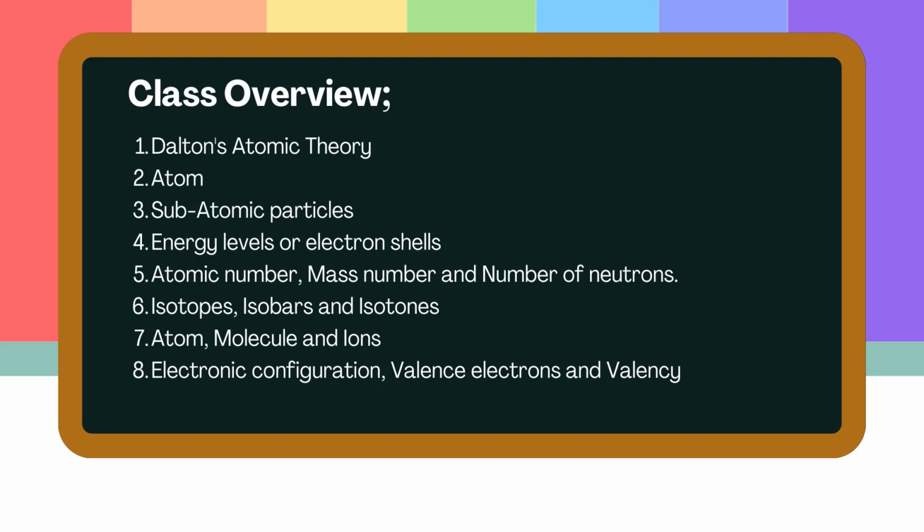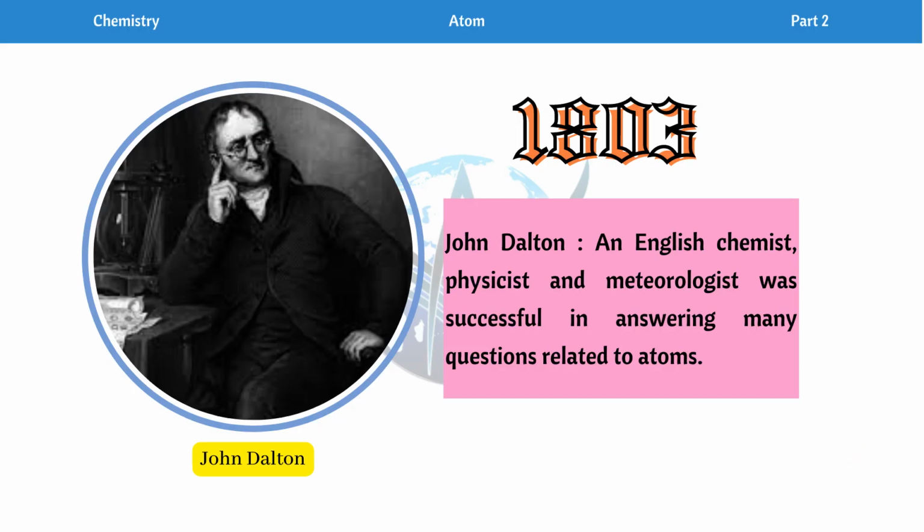Then we have atom. Number 3, subatomic particles. Number 4, energy levels or electron shells. Number 5, atomic number, mass number and number of neutrons. Number 6, isotopes, isobars and isotones. Number 7, atoms, molecules and ions. And number 8, we will be studying electronic configuration, valence electrons and valency.